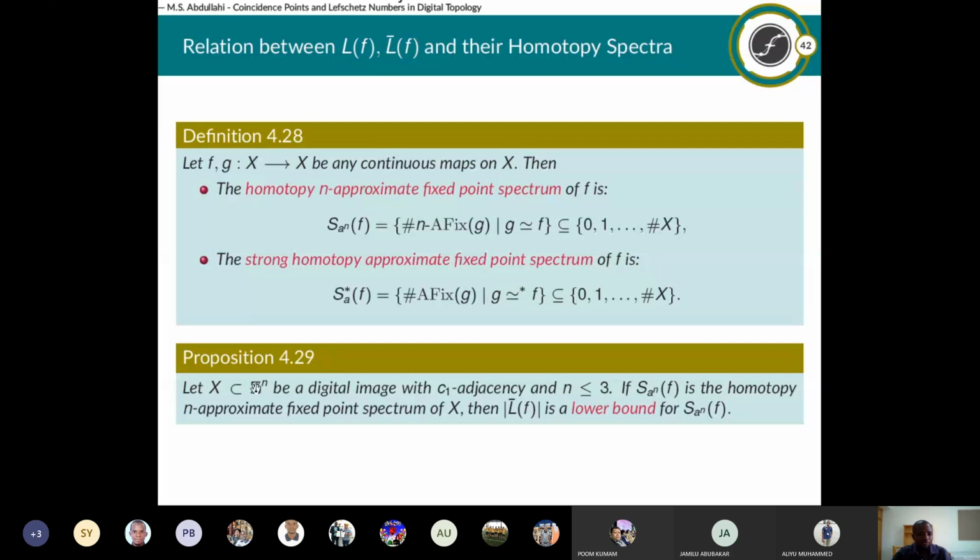And we have this proposition: if this term is the homotopy approximate fixed point spectrum of X, then the absolute value of the cubical Lefschetz number is a lower bound for the homotopy approximate fixed point spectrum. And similarly, the absolute value of the simplicial Lefschetz number will form a lower bound for the strong homotopy approximate fixed point spectrum of the function f.